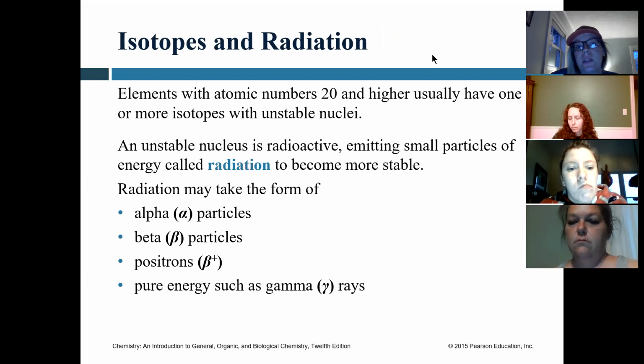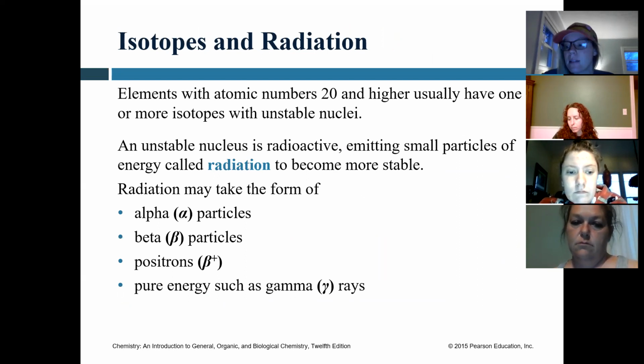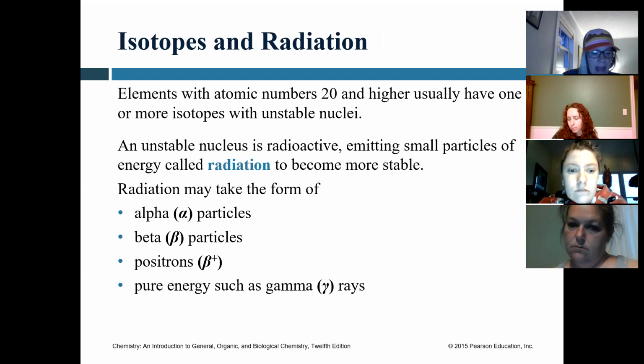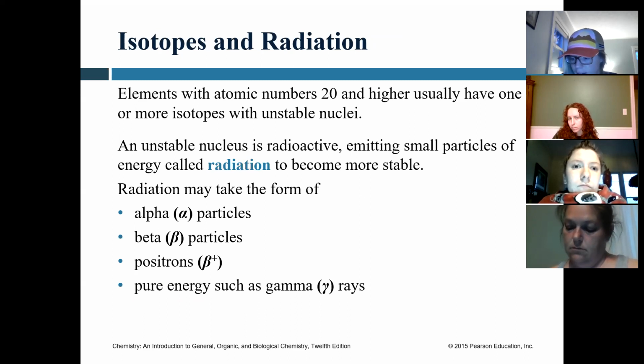Now, elements with atomic numbers 20 or higher usually have one or more isotopes that are unstable. So if you go to your periodic chart, usually calcium or larger, all of those will have radioactive isotopes. Some of the smaller ones also have radioactive isotopes. So you do have radioactive carbon and stuff like that. It's just not quite as prominent.